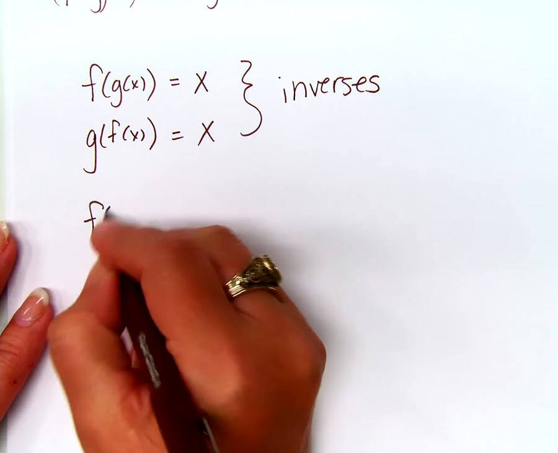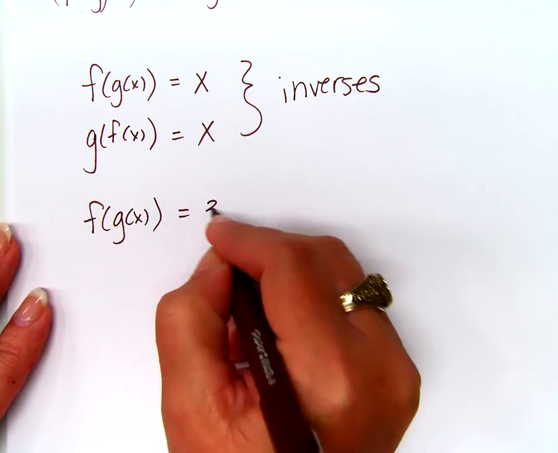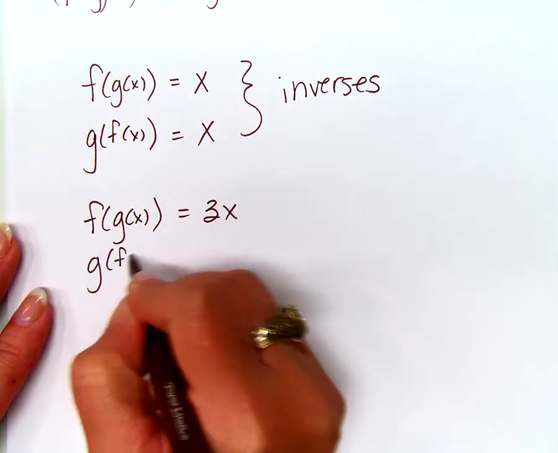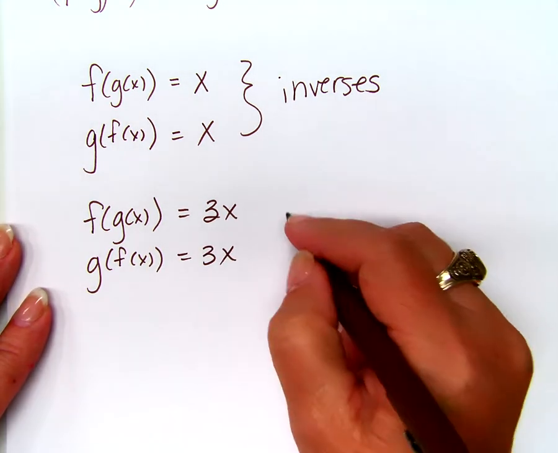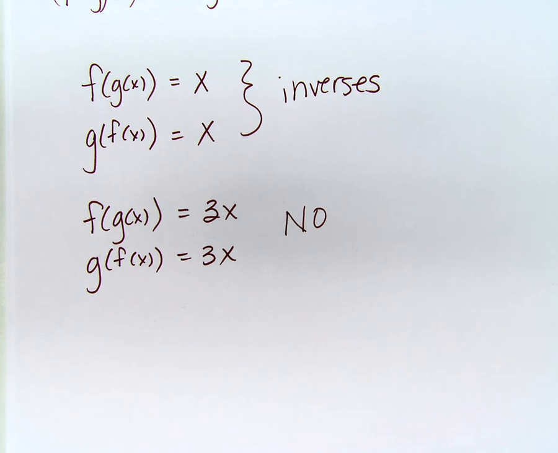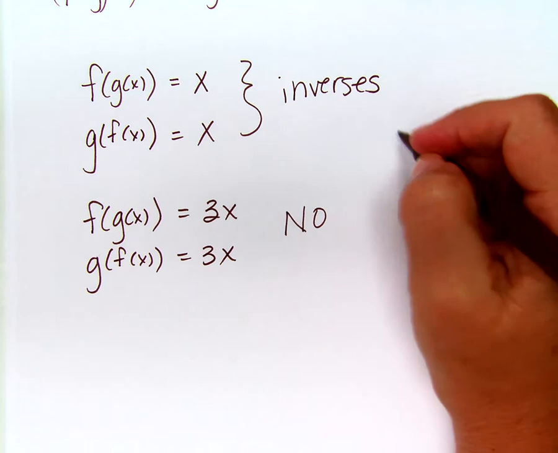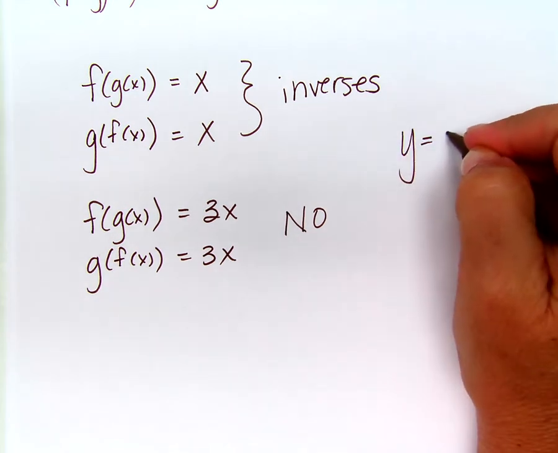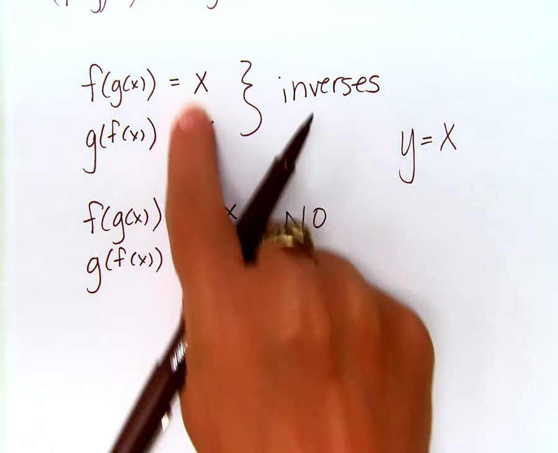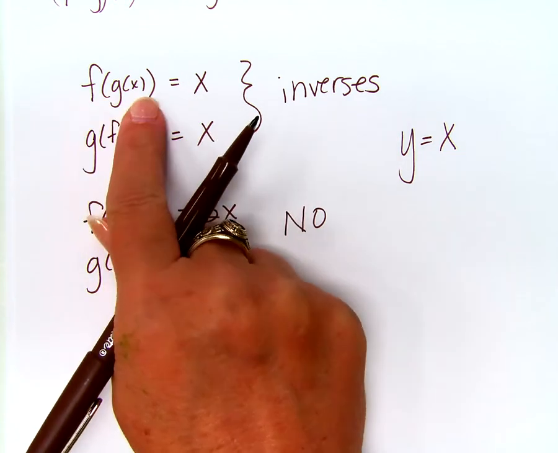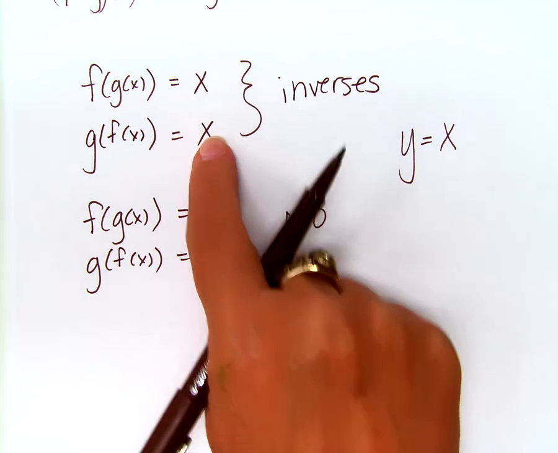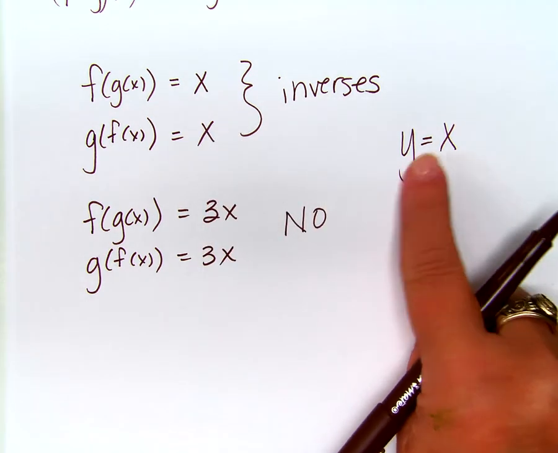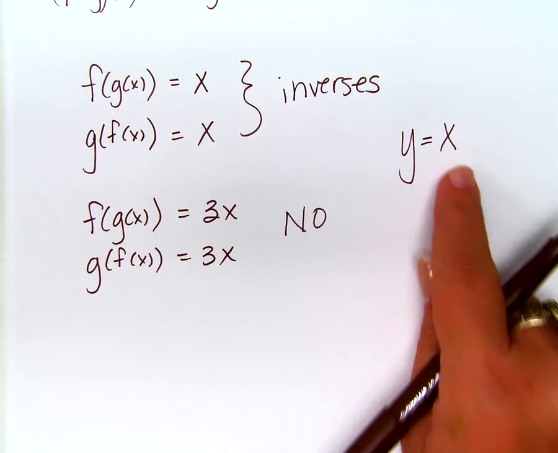I don't want you to be tricked. What if you do f of g of x and get 3x, and g of f of x and get 3x? Are they inverses? No. Why not? Because they're not x. They have to equal x. What line do the inverse functions reflect over? Y equals x. Does it make sense that it would reflect over y equals x if they're inverses, if their composition of functions both equal x? I hope so. Hopefully it makes sense to you that the two equations would reflect across the line y equals x.